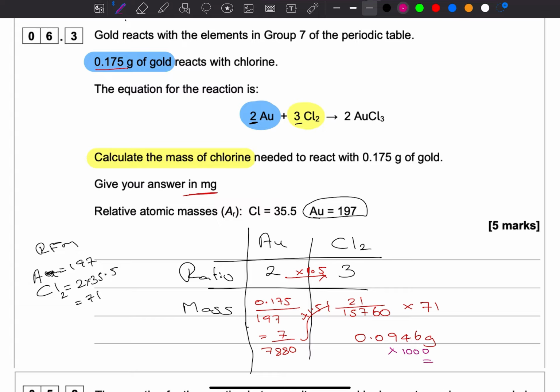Okay, how many milligrams would this be? That will give you 94.6 milligrams as the answer. Since they want it in milligrams, there you go, that's the answer.